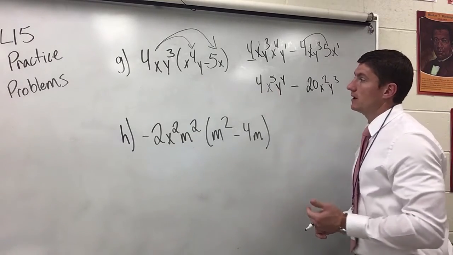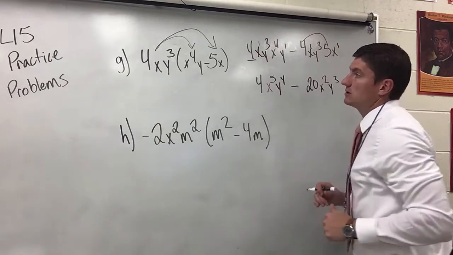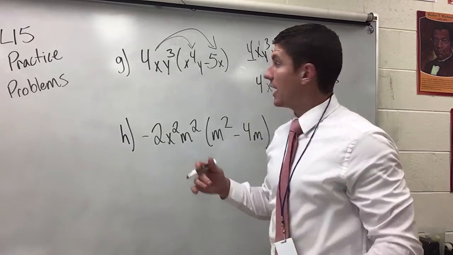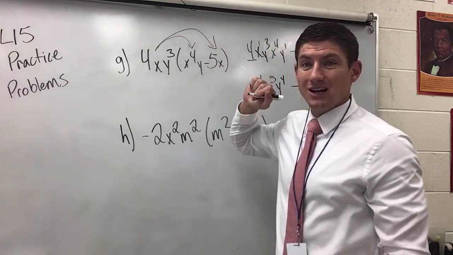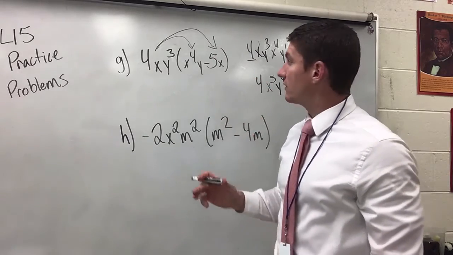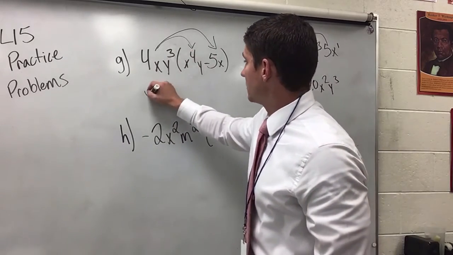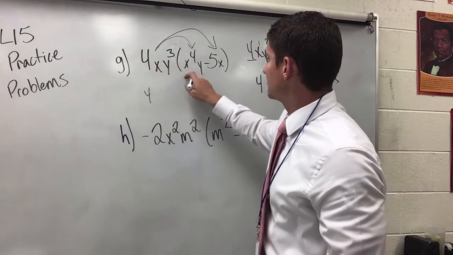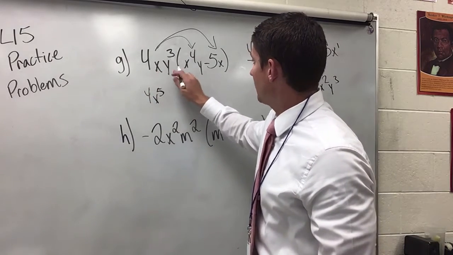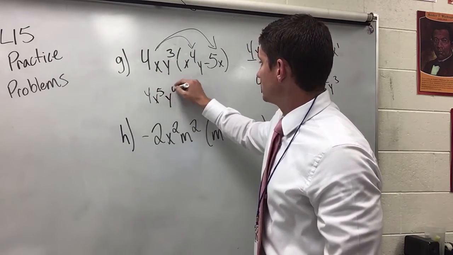Now the shortcut says you don't have to write this all out when you're going about multiplying. You're simply going to put those things together without that longhand version. So 4 times x to the fourth is 4, x and x to the fourth is x to the fifth, y to the third, and y is y to the fourth.